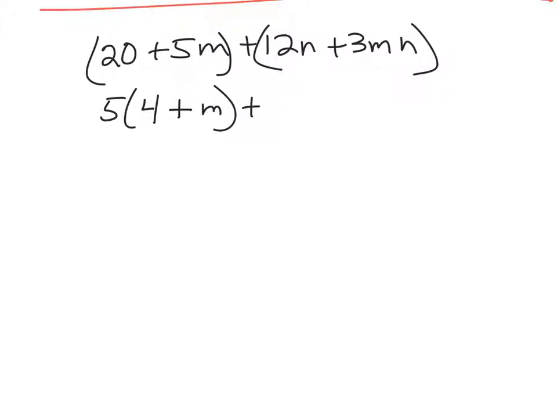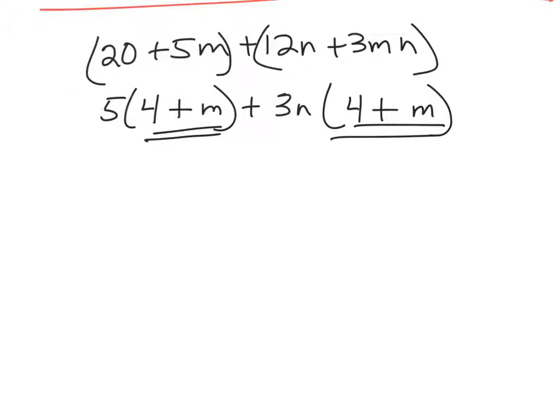What about 12n and 3mn? What do you think about that? Good. Excellent. 12n divided by 3n is 4. 3mn divided by 3n is just m. So we got what we wanted. We got these two parentheses to match up.